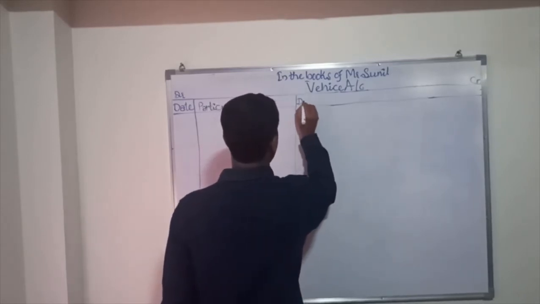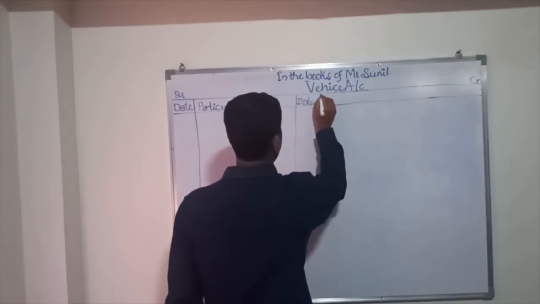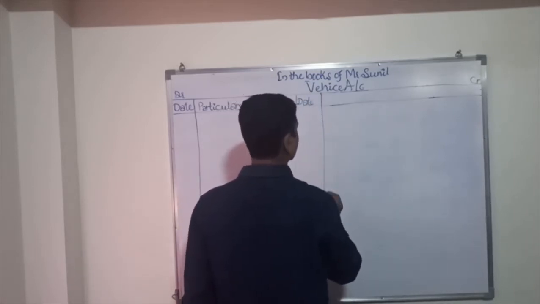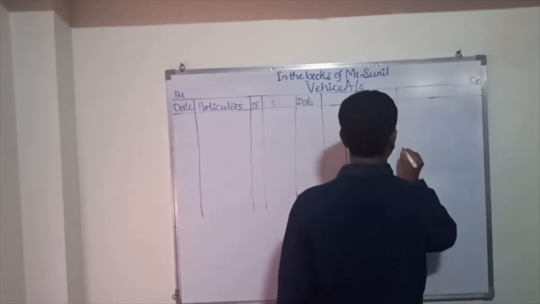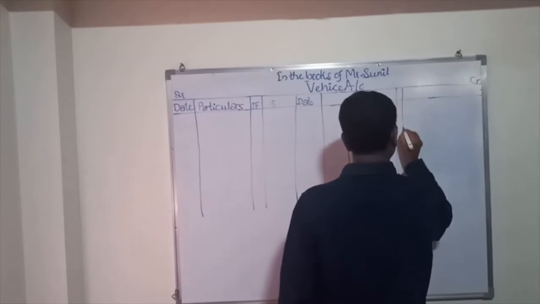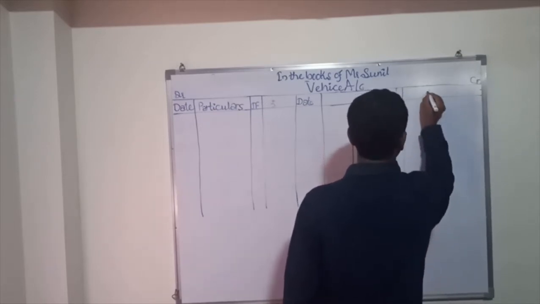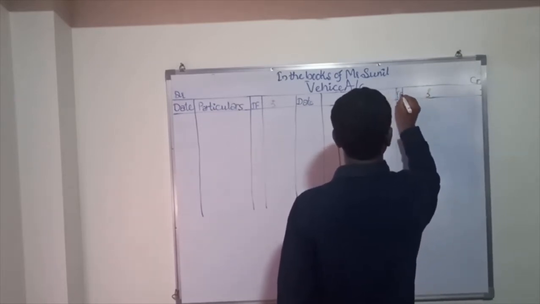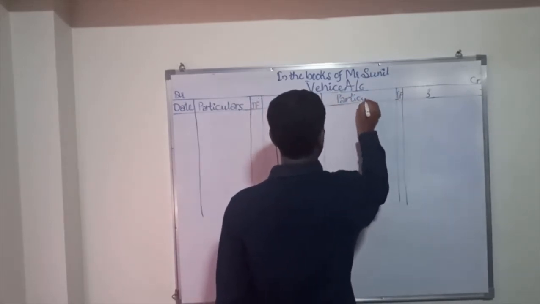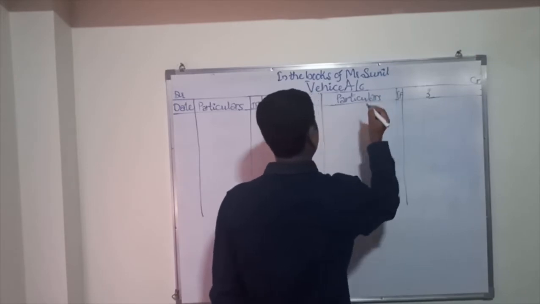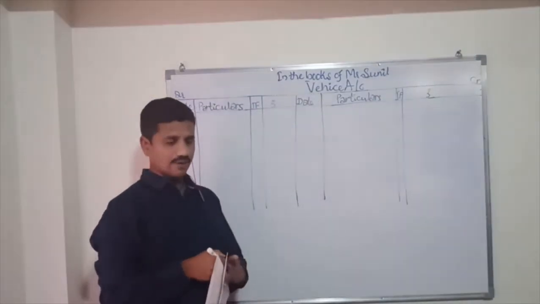Then date, then particulars, and this is rupees, journal particulars. So now let's start the preparation of vehicle account in the books of hire purchaser here.